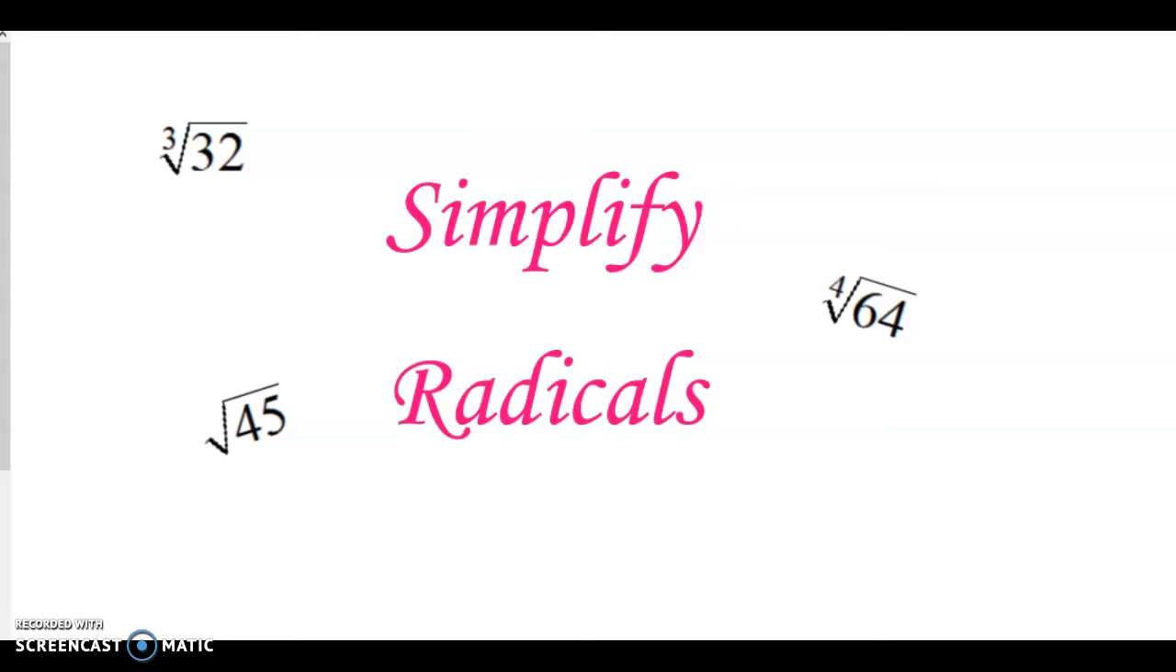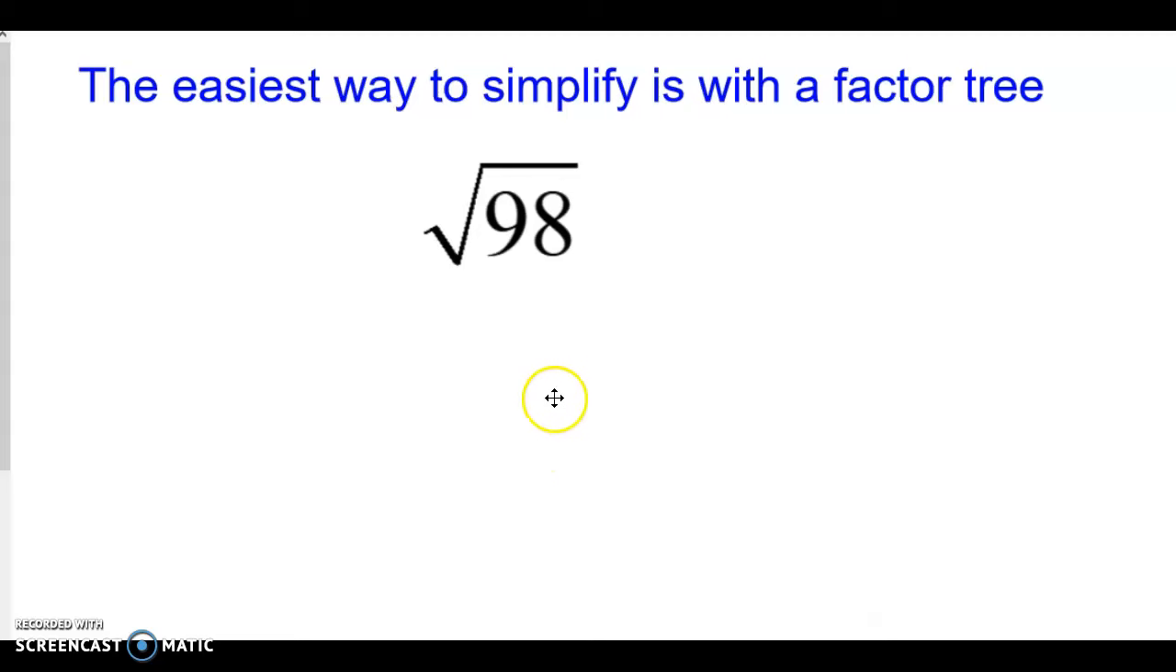In this video, we are going to review how to simplify radicals. Mainly, we're just going to deal with square roots today. So we have the square root of 98. It is understood that right here, there is an understood 2. It's an index number. When it's a square root, we never write the 2, it's just understood. What that means is you are looking for 2 of the same factors.